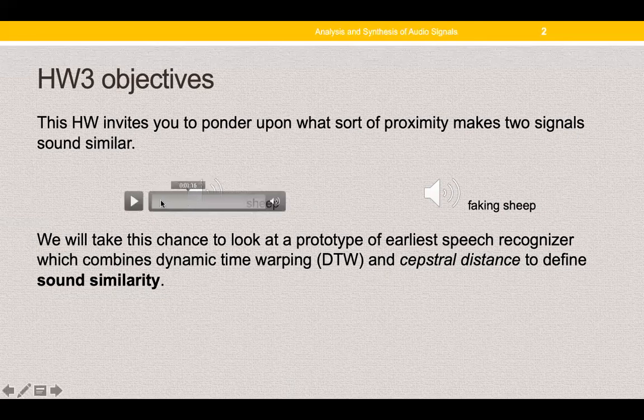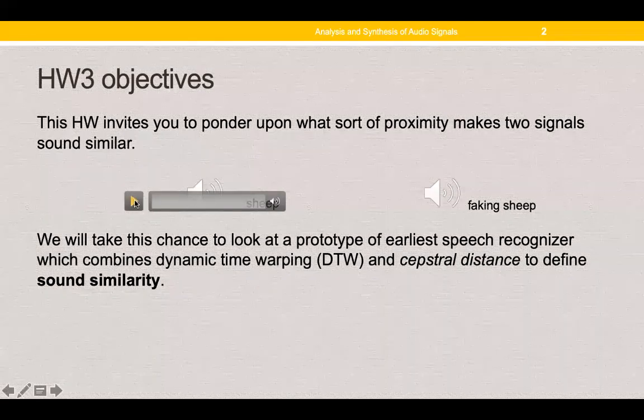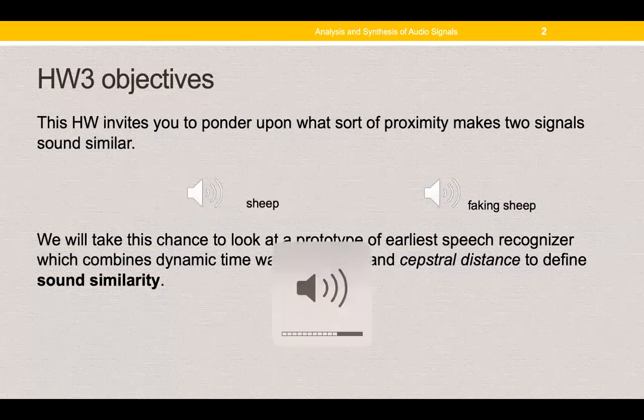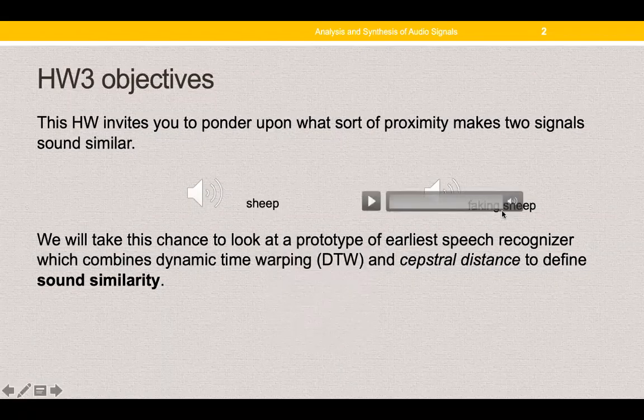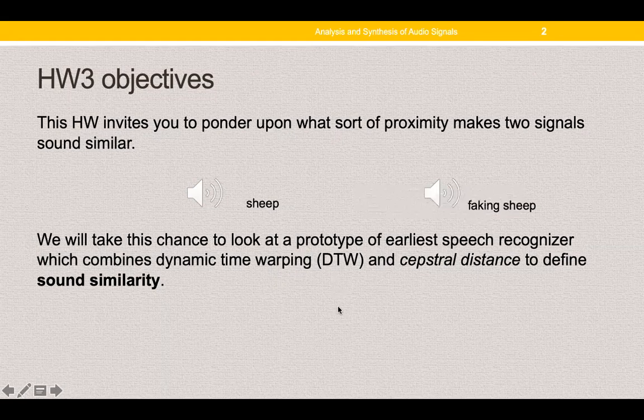Here you'll be hearing a call from a sheep, a real sheep. Let me play it. Can you hear it? Yes. Okay. And here is me faking the sheep. I'm not sure if I do a good job, but that's my attempt.